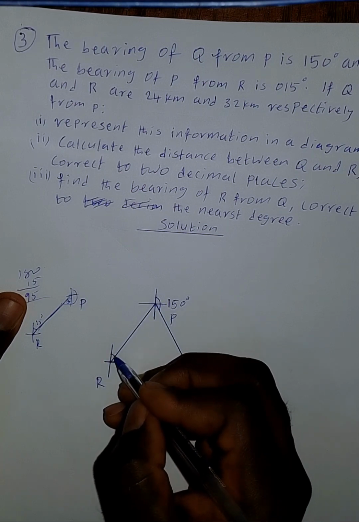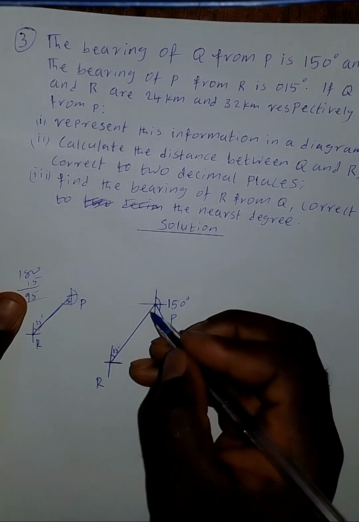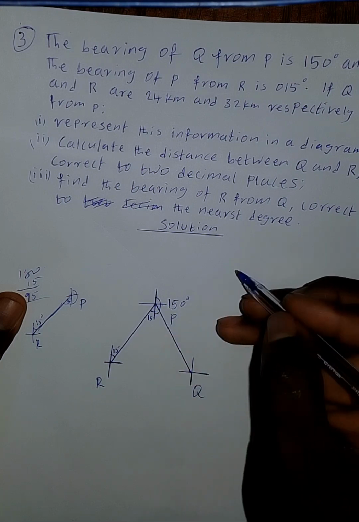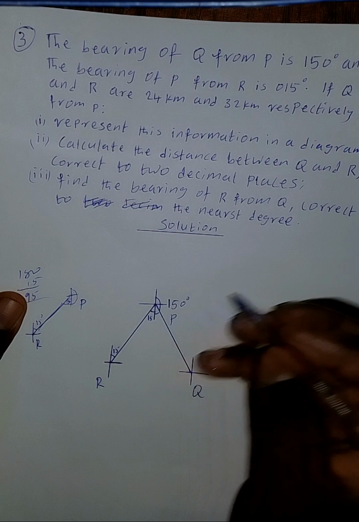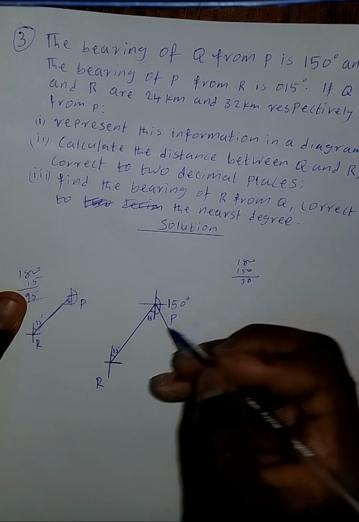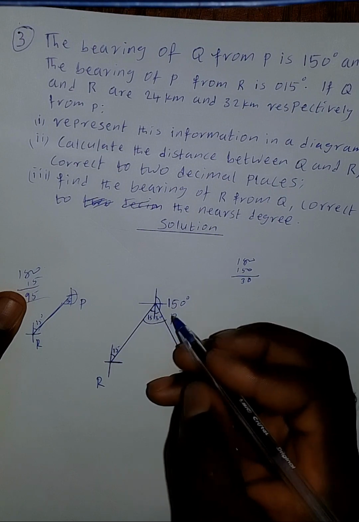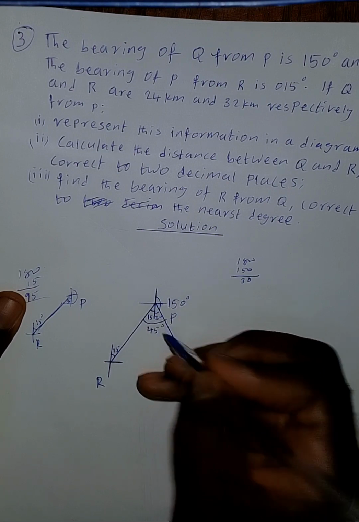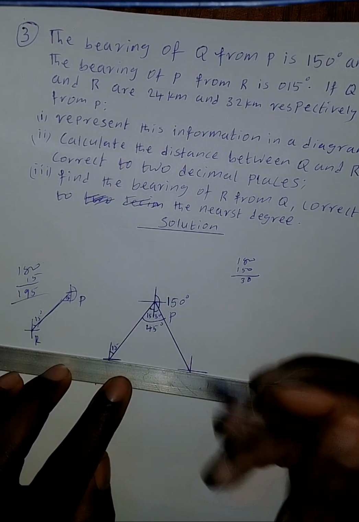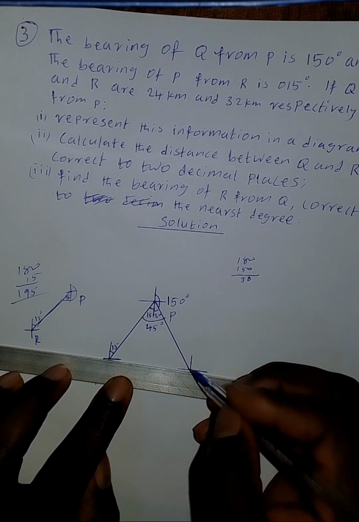Of course, you can see this is 15 degrees, and you can claim that here is alternate to here. This is 15 degrees also, and here remains 30 degrees to become 180. 180 minus 150 is 30 degrees to complete 180. And when we sum the two, this would be 45 degrees. And we join this to form a triangle. Join this point and this point with a ruler to form a triangle.